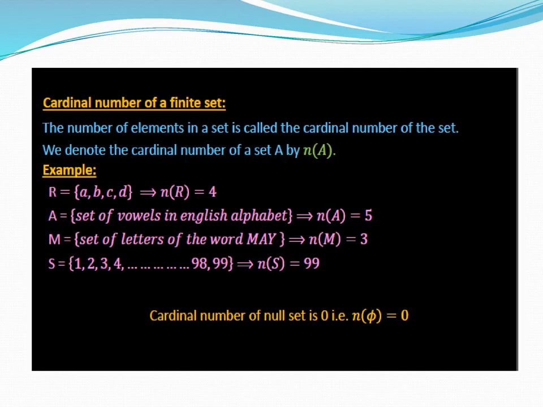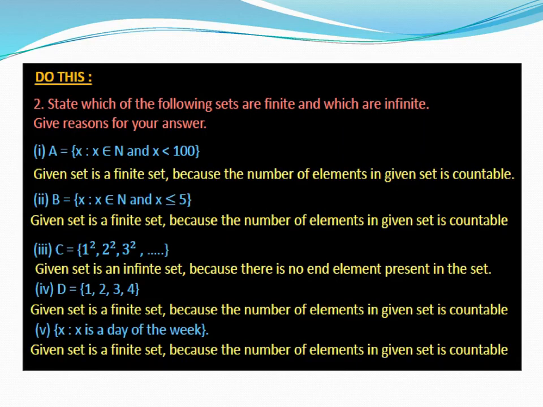The cardinal number of the null set is 0. The null set does not contain any elements, therefore n of phi equals 0. Okay students, now we will solve one problem from Do This in your textbook.